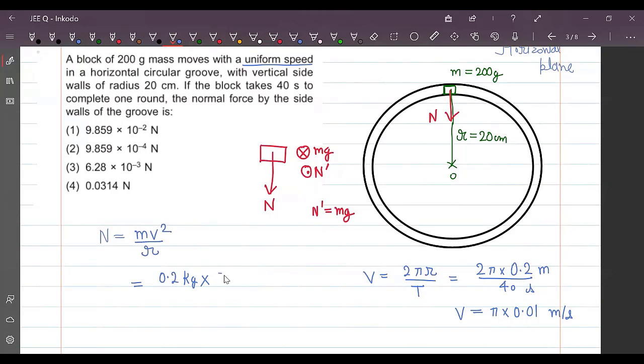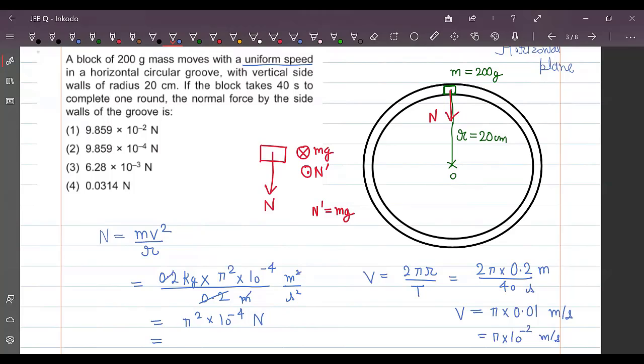And if I use that here, I'll get pi squared into 10 raised to minus 2, which will be squared, so 10 raised to minus 4. And the radius is 0.2 meters. So 0.2, 0.2, that will get cancelled out. I'm getting pi squared into 10 raised to minus 4 kg meter squared per second squared, that is your kg meter per second squared, that's your Newton.